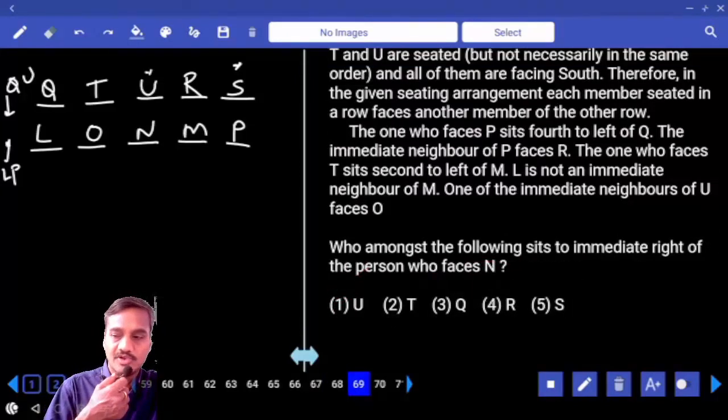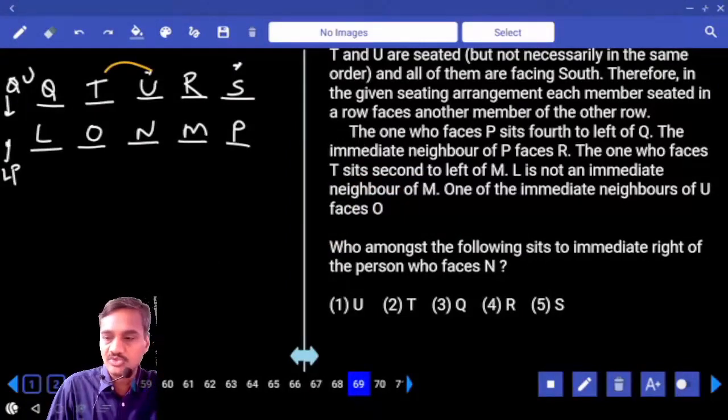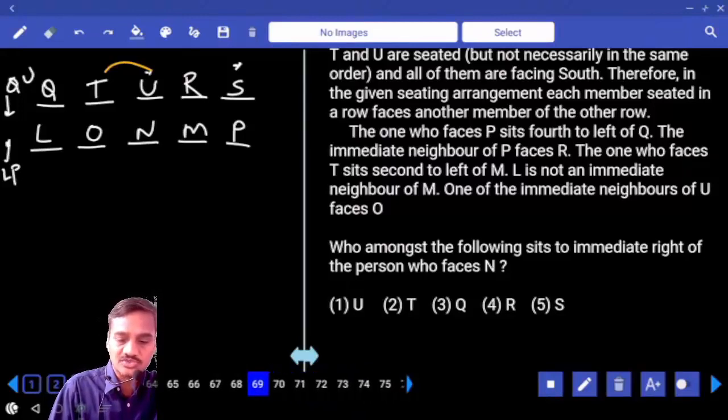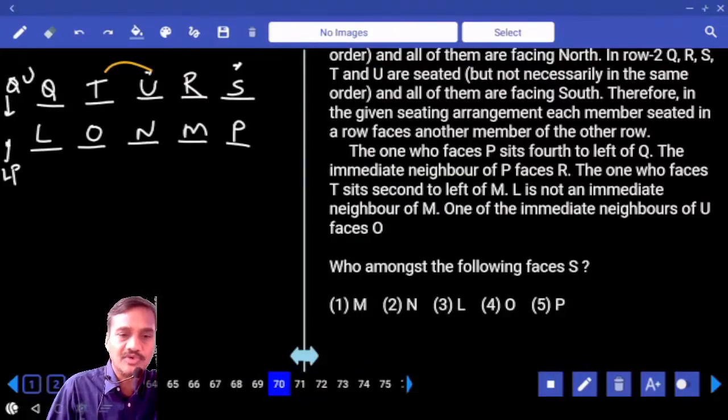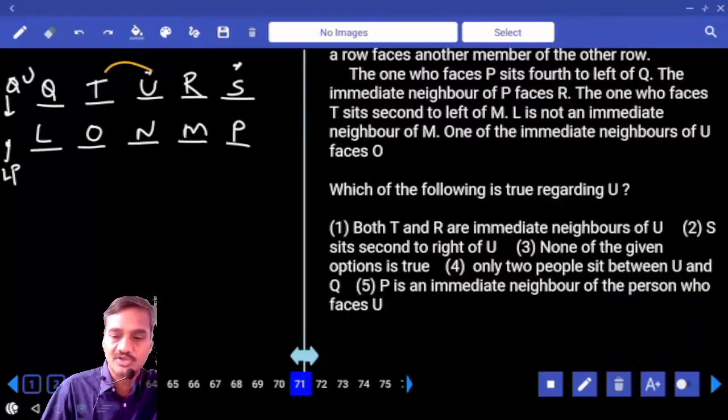And who among the following sits to the immediate right of the person who faces N? Now, the one who is facing N is U. And the immediate neighbor to the right is whom? T. T is the answer. T, that is choice 2. And who among the following faces S? P, choice 5. And which of the following is true regarding U?